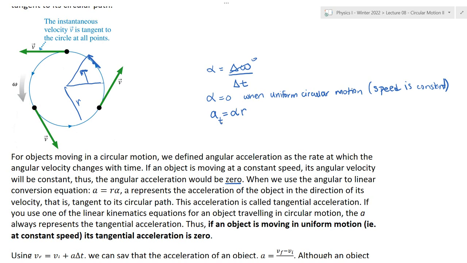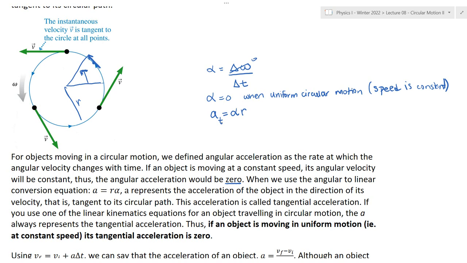So when we do a equals r times alpha, or alpha times r, it doesn't matter which order because you're multiplying them, that a is the acceleration in the direction of the velocity. That means it's the acceleration in the tangential direction, because the velocity is tangent to its circular path. So that acceleration is called the tangential acceleration. It tells you how fast the object is speeding up or slowing down. If it's moving at a constant speed, then that acceleration would be 0.